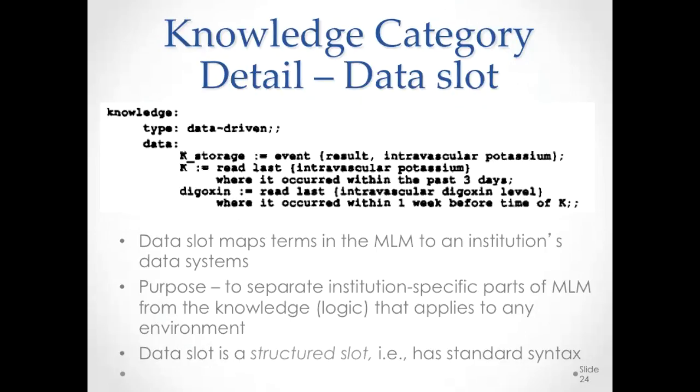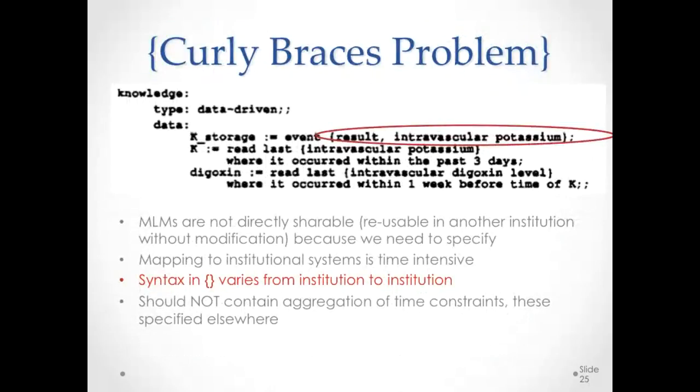So this is just the rest of the knowledge slot. And then the data part in there has those curly braces. That's where your mapping happens. You can see them, right? I mean, it's kind of blurry, but okay. And this is just another slide on the curly braces problem.